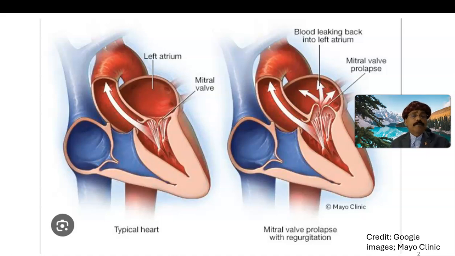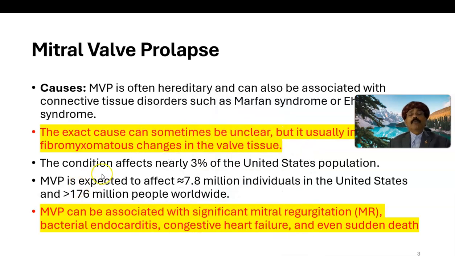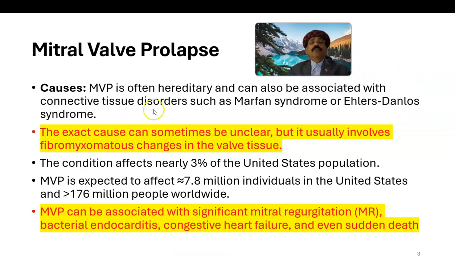Okay, we got that. Now, what are the causes of mitral valve prolapse? Why do people have it? It is often hereditary and can also be associated with connective tissue disorders such as Marfan syndrome or Ehlers-Danlos syndrome. The exact cause can sometimes be unclear, but it usually involves fibromyxomatous changes in the valve tissue, particularly the leaflets or cusps of the valve, and it occurs here in the mitral valve.